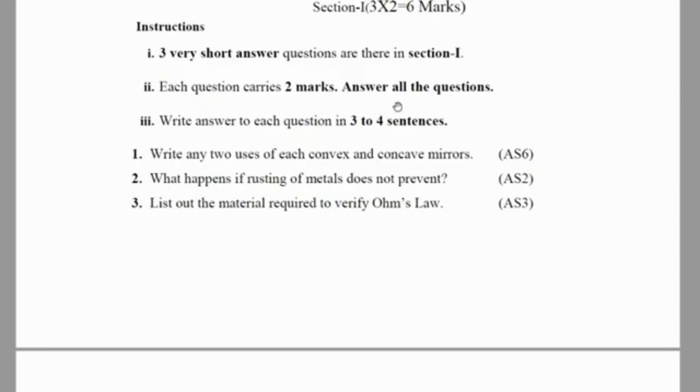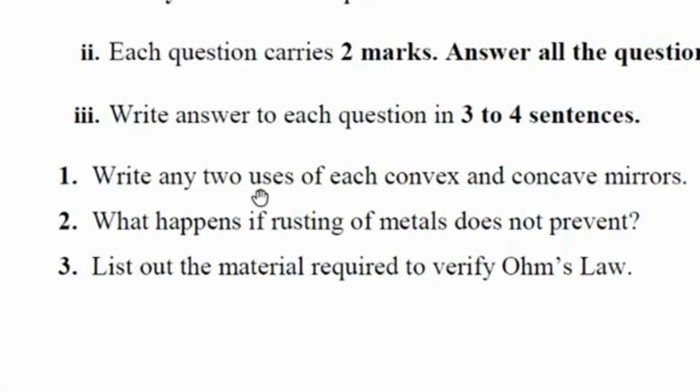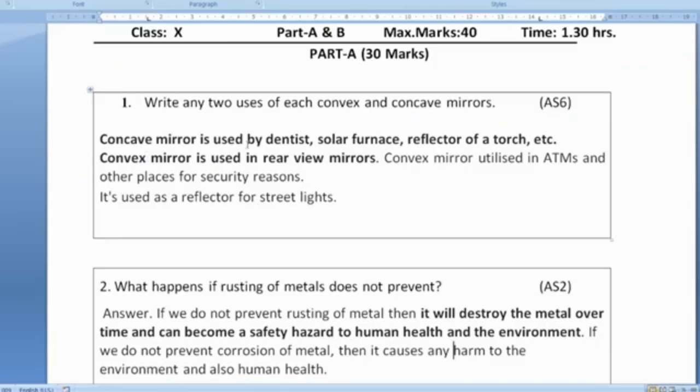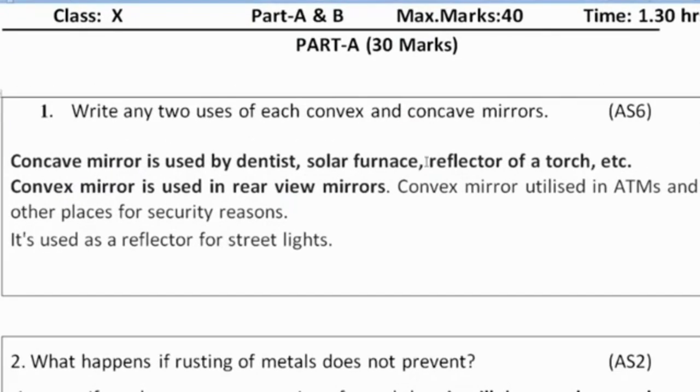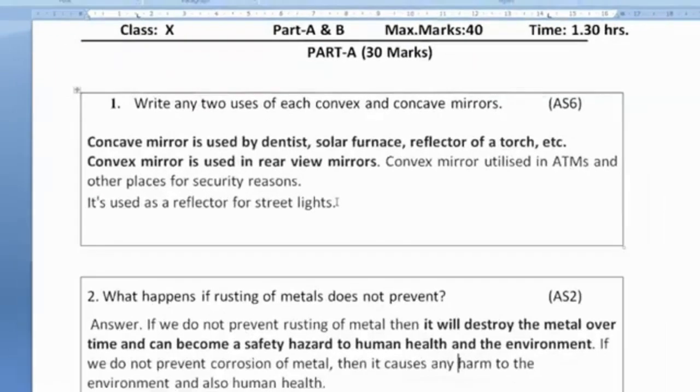Students, watch till the end, don't skip the video. Let's see what questions appeared in section 1. Write any two uses of each convex and concave mirror. Concave mirror is used by dentists, solar furnace, reflector of a torch, etc. Whereas convex mirror is used in rear view mirrors. Convex mirror is also utilized in ATMs and other places for security reasons. It is also used as a reflector for street lights.